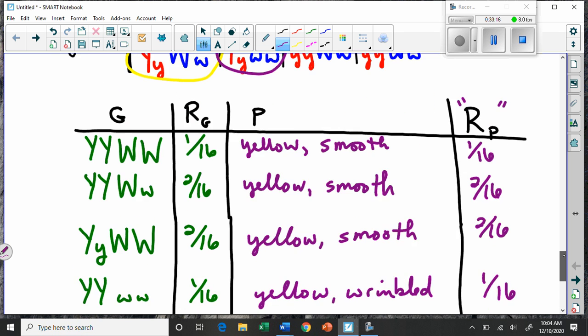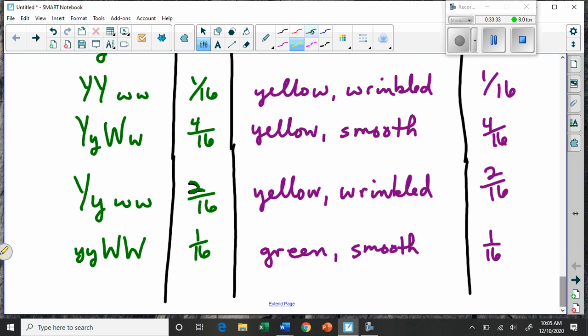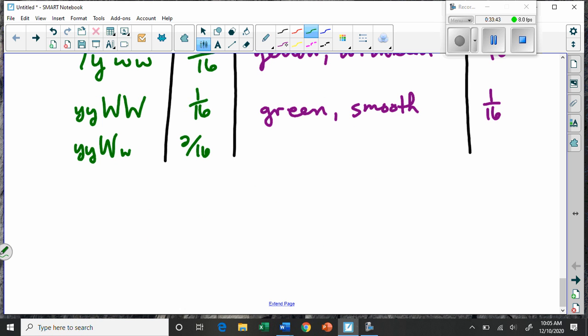Okay, almost done. Go back to yellow because it's easier to see. And then we can see we have the homozygous recessive and the heterozygous condition. 2 small y's and then big W, little w. And there were 2 of them, so 2 out of 16. And that phenotype is going to be green, but still smooth, because that one capital W is enough to mask. So 2 out of 16 for those.